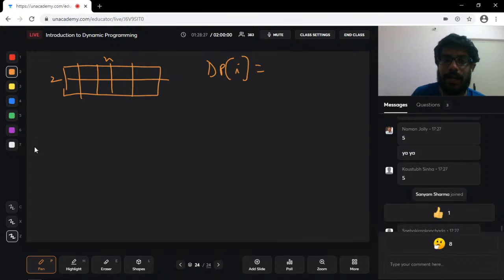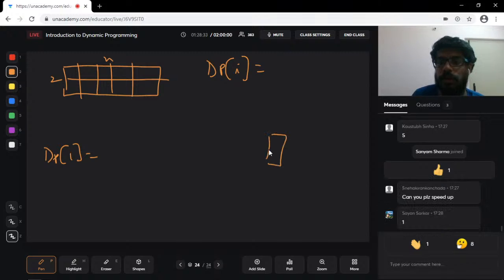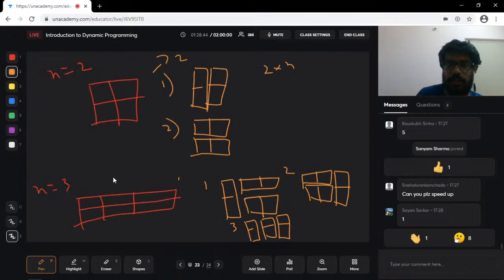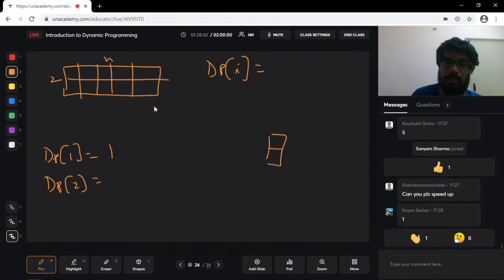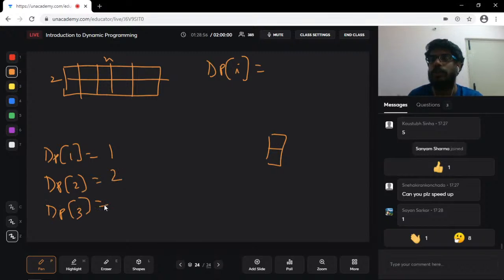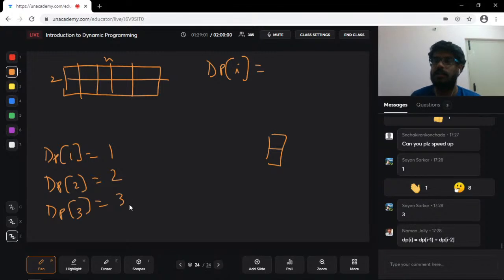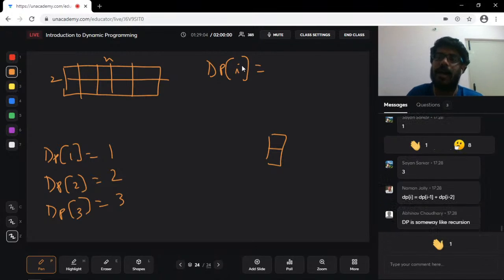So dp of 1: if I just have a 2 cross 1 floor, there's only one way to tile it. I can just do this. I can't do anything else. So dp of 1 will be 1. dp of 2, as we saw here, the number of ways to tile a 2 cross 2 floor is 2 ways. So dp of 2 will be 2. dp of 3 will be a slightly larger floor, 2 cross 3, and as we saw, the answer is 3. Right. So now, in general, for dp of I, I don't have 2 cross n, I have 2 cross I.